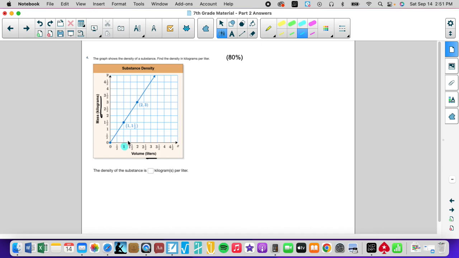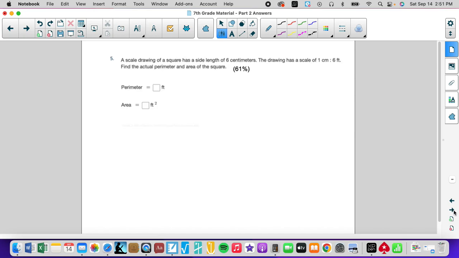I'm going to follow that graph up on the liter, and then I'm going to follow it over on my kilograms, and I see that I get 1.5. So my answer is going to be the density of the substance is 1.5 kilograms per liter. Does it tell me to put it in a decimal or a fraction or a mixed number? So that's fine. 1.5 kilograms per liter. Pretty straight, pretty simple, and we just got to make sure our units are appropriate. That's kind of one of the trickier things.